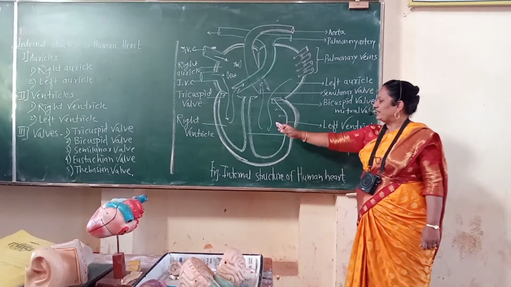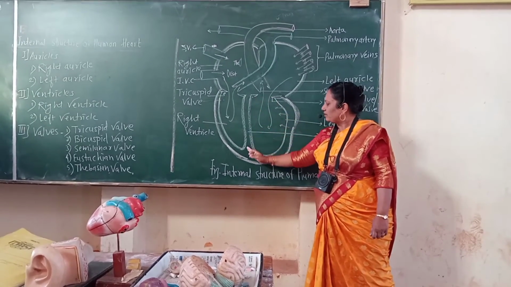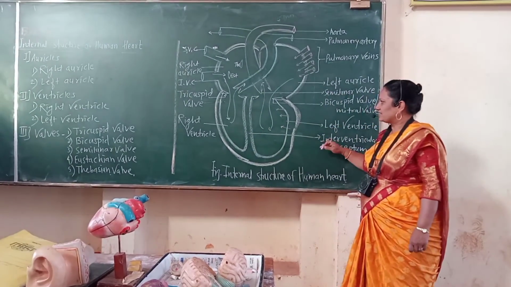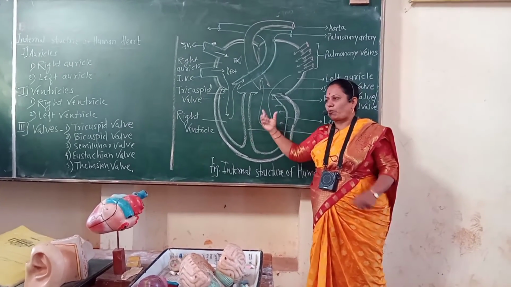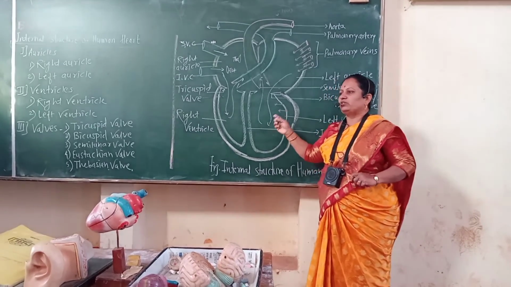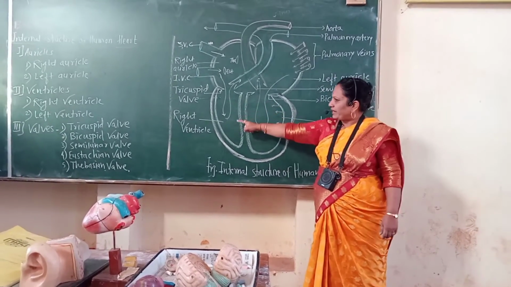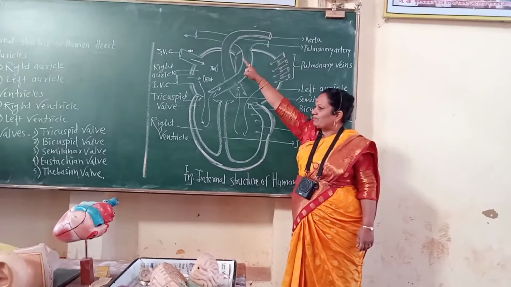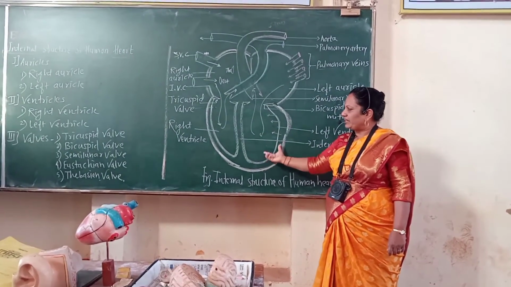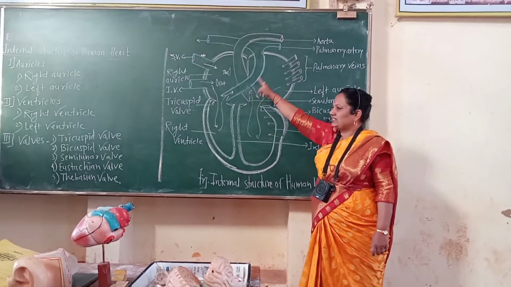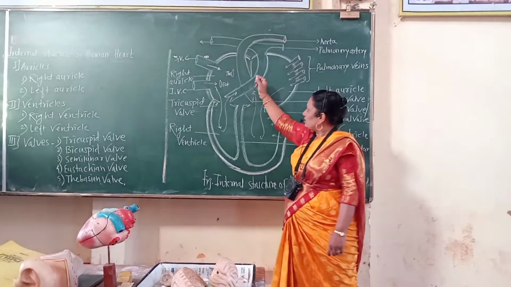Here 2 ventricles are divided by this interventricular septum. Ventricles are also called propelling chambers because they propel or distribute blood to the body: from the right ventricle to the lungs for purification or oxygenation, and from the left ventricle to the body through this aorta.